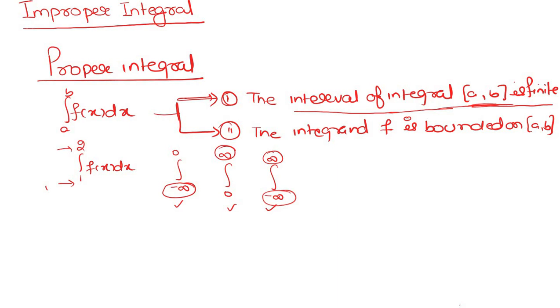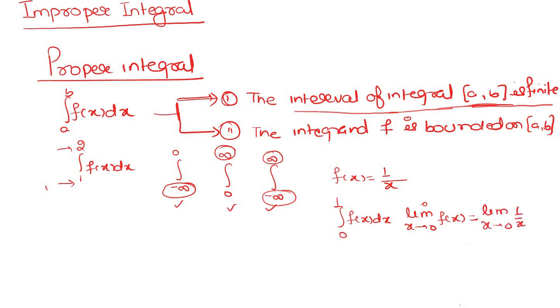Second condition, we cannot take anything which is unbounded. So if we consider a function f(x) equals 1 by x, and if we consider 0 to 1 f(x) dx, in this case, the limit as x tends to 0 of f(x), that is the limit as x tends to 0 of 1 upon x, does not exist. It means it is unbounded. So we cannot consider this type of function. So the integrand f(x) should be bounded on the closed interval a to b.